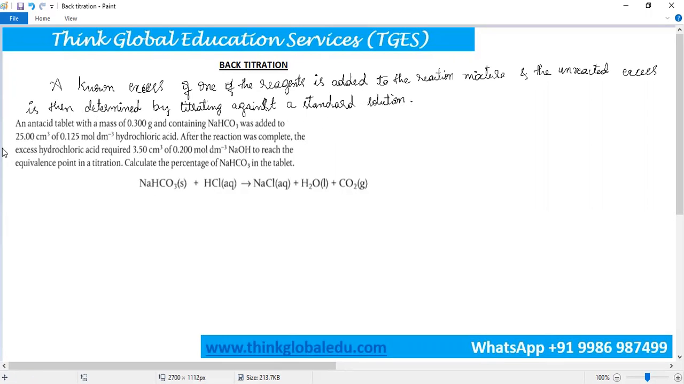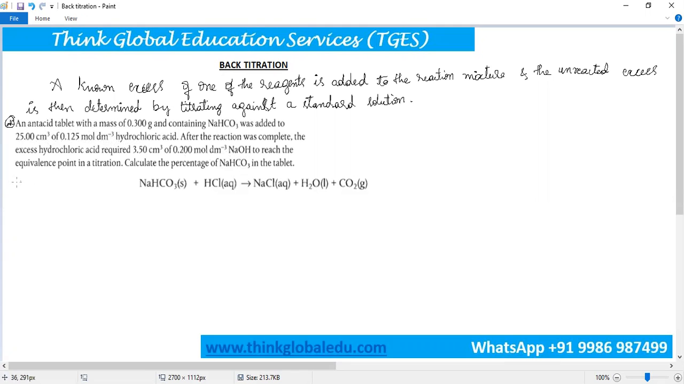So we will learn how to determine the strength of an unknown solution by solving the problem given below. In this reaction, we are adding an antacid tablet which contains sodium bicarbonate. To this reaction chamber, hydrochloric acid is added, and once the reaction between the sodium bicarbonate and the hydrochloric acid is completed, the excess hydrochloric acid which remained unreacted will be determined by titrating the reaction mixture against sodium hydroxide.